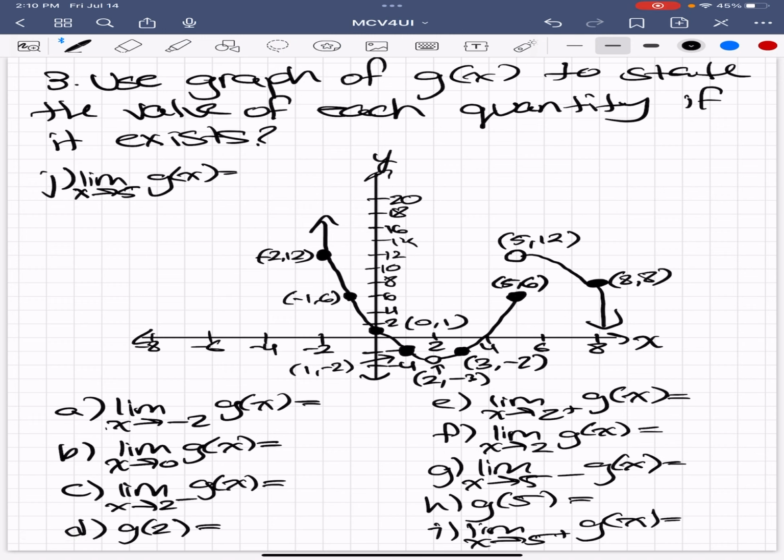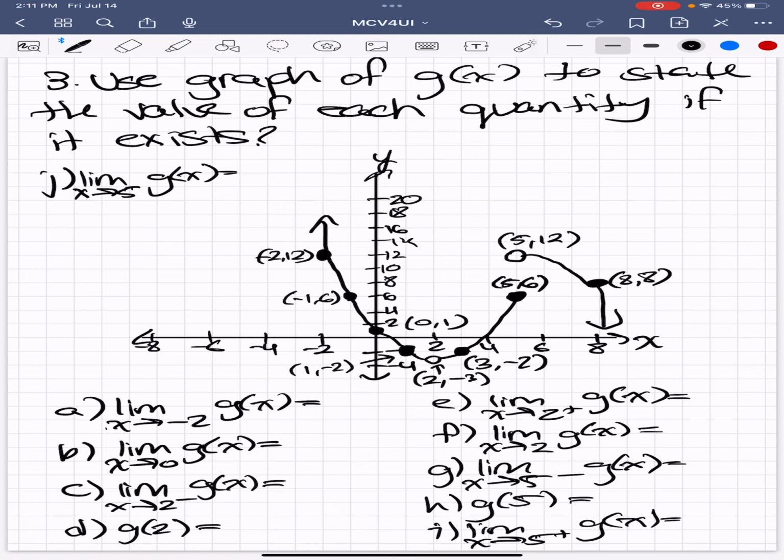Okay, so open circles mean that it is approaching that value, but it's not that value. So if you were to plug in for the y value, you would get inconclusive results.